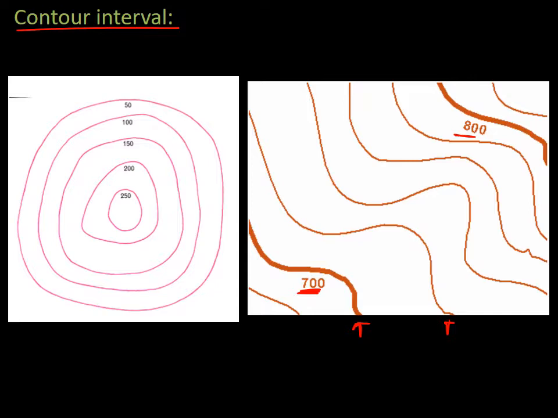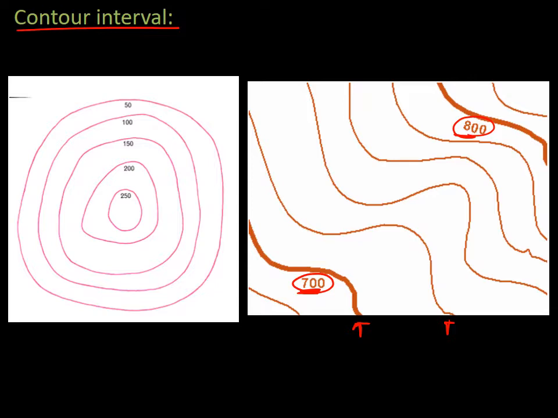We can figure it out by using two index contours. So here we have a line at 700 feet elevation, and here's a line at 800 feet elevation. And to get from 700 to the 800 line, we start at this line and we have to go 1, 2, 3, 4, 5 lines in between. So there are 5 lines between 700 and 800.